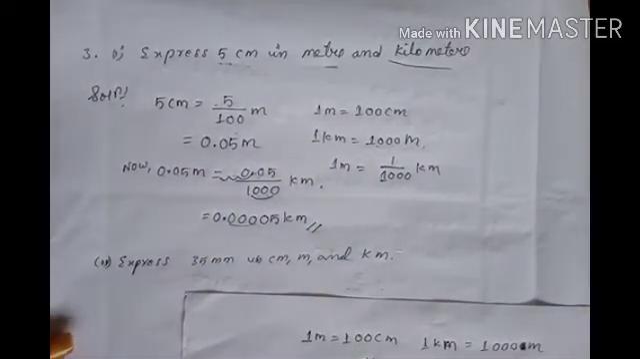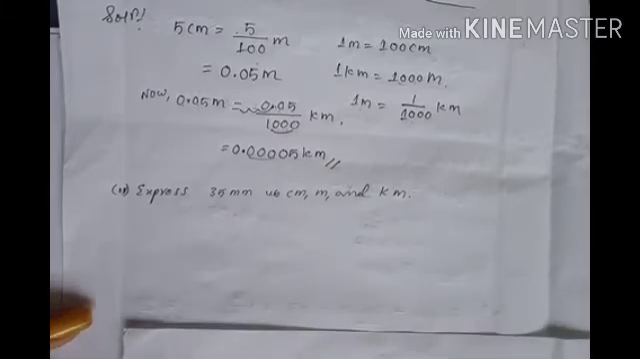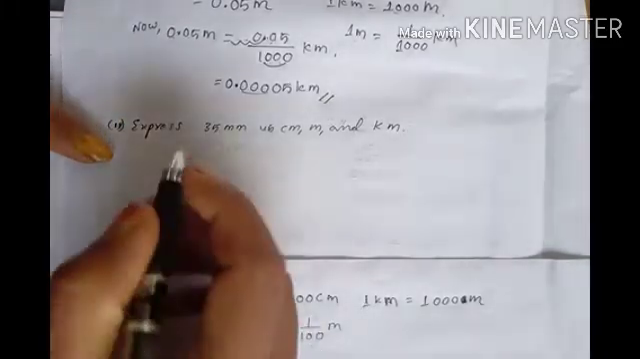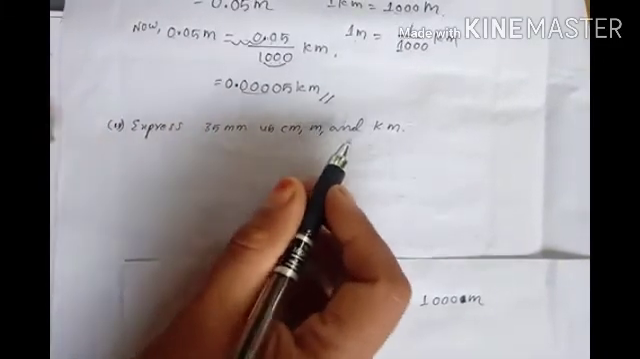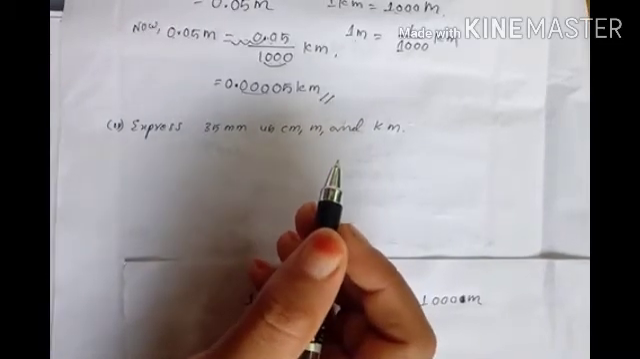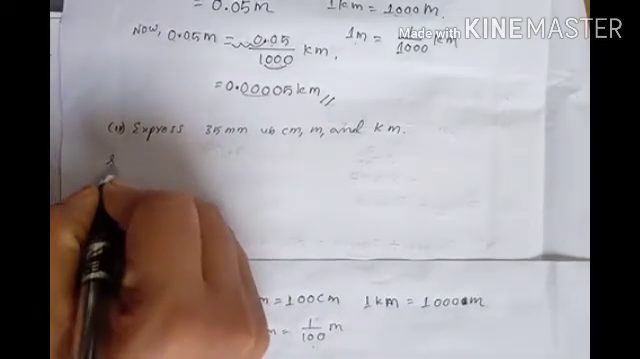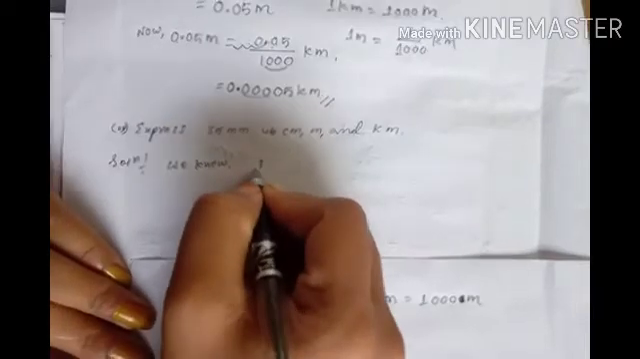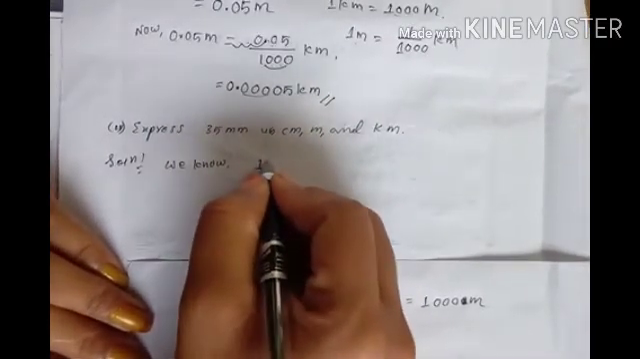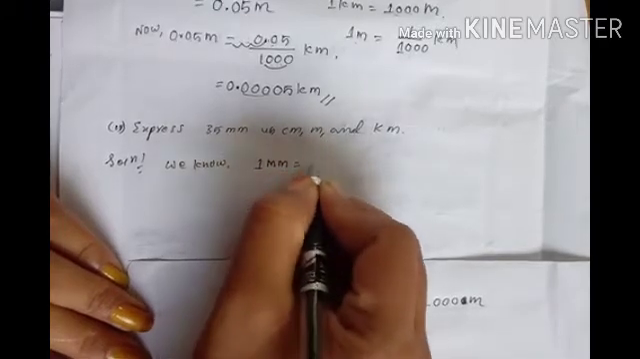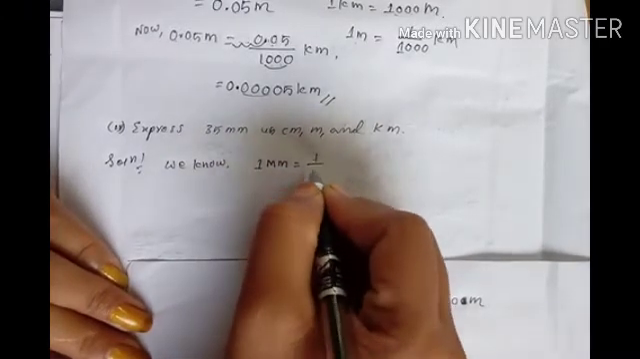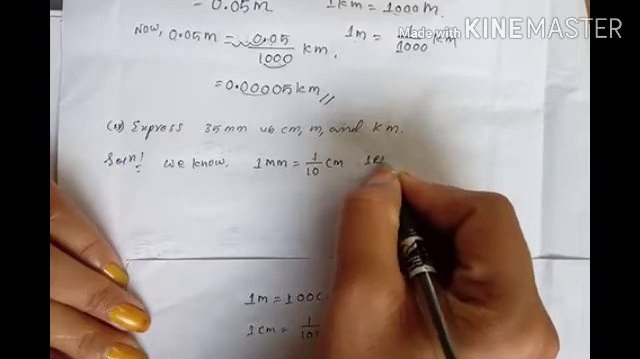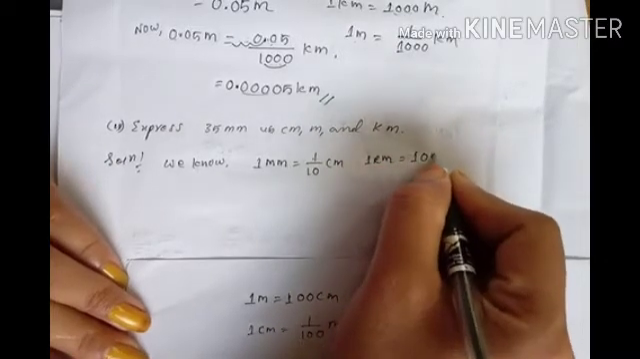Now next question. Question number second, express 35 millimeter. Here it is given millimeter, in centimeter, meter and kilometer. Now we know their relationship, isn't it? What we know? We know 1 millimeter is equal to how much? 1 upon 10 centimeter, because 1 centimeter is equal to 10 millimeter.